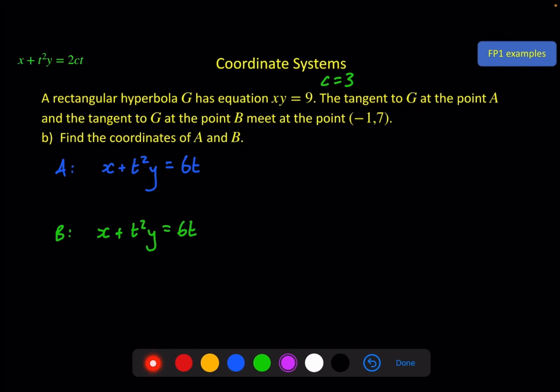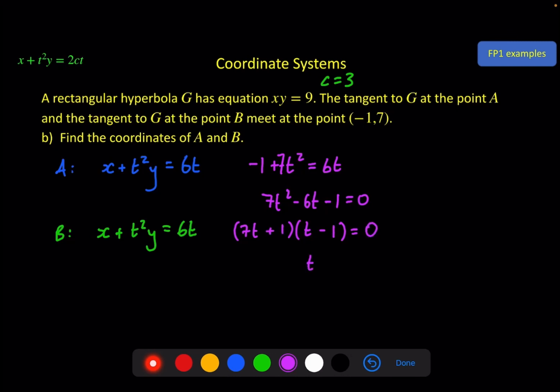So I'm going to put it in and see what we get. X is minus 1 at the point where they meet. T squared is the thing we're trying to find. Y is 7 at the point where they meet, and this has to equal 6t. And this is true of both tangents, obviously, because they're the same. So we have 7t squared minus 6t minus 1 is equal to 0, and because of that 7, I think this will factorize. So we've got a minus 1 and a plus 1, which gives us the answers t is either equal to 1 or t is equal to minus 1 over 7.